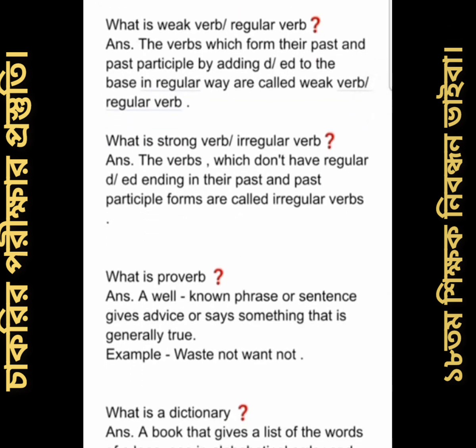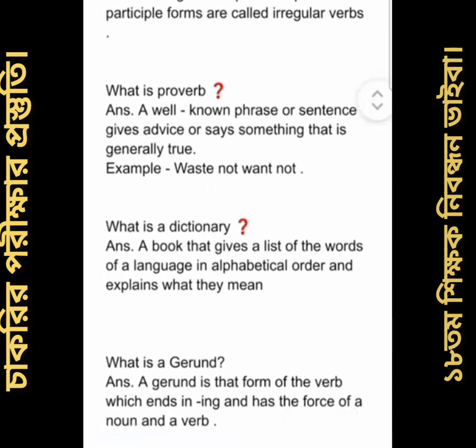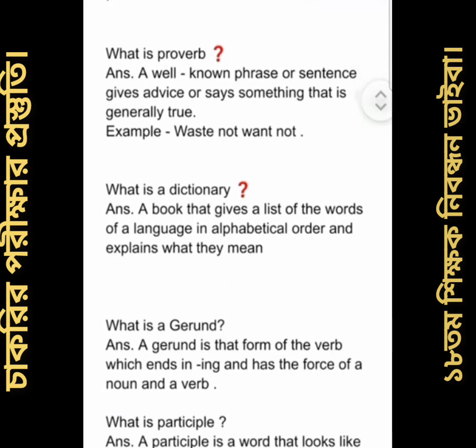What is strong verb or irregular verb? The verb which does not have regular d or ed ending in its past or past participle form is called irregular verb. We can define it another way: the verb that builds past and past participle form by changing its vowel is called irregular verb or strong verb.